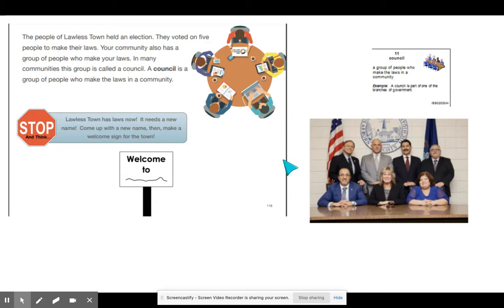A council is a group of people who make the laws in a community. So this is Dearborn, I believe, maybe Dearborn Heights. A group of people who make the laws in a community. For example, a council is part of one of those branches of government.